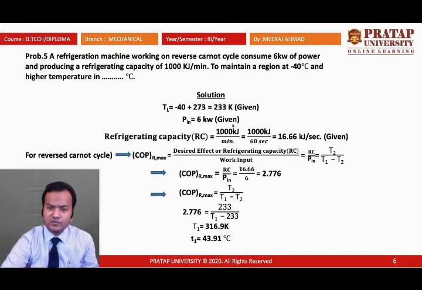The power input is also given, and this refrigerating capacity should be converted into kilowatt. So 1000 kilojoule per minute, then this minute is converted into seconds, and you can say this is 16.66 kilojoule per second, or kilowatt.